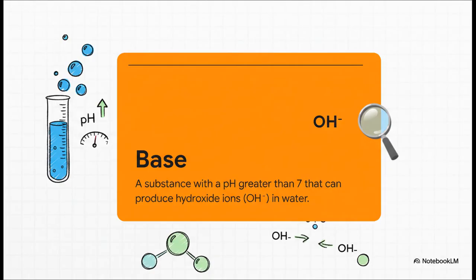So here it is, the scientific definition. A base has a pH value over 7, and don't worry, we're going to dig into what that means in just a second. And it has this special ability to produce what are called hydroxide ions when you put it in water. Those little ions, that's their chemical secret sauce. That's what gives them their power.